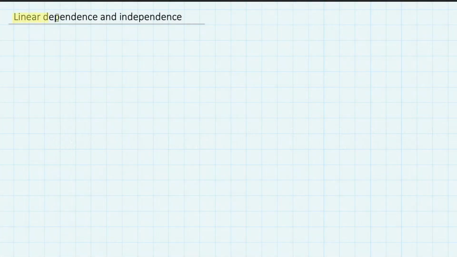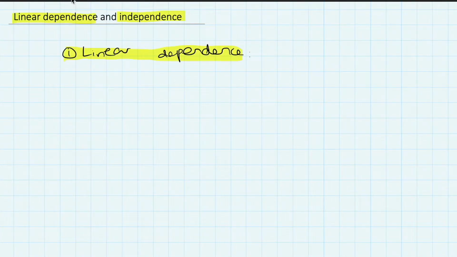Concept of linear dependence and linear independence. So these are very simple definitions. First, let us talk about linear dependence. Linear dependence is considered to be talked about of a set of vectors or a set of functions.